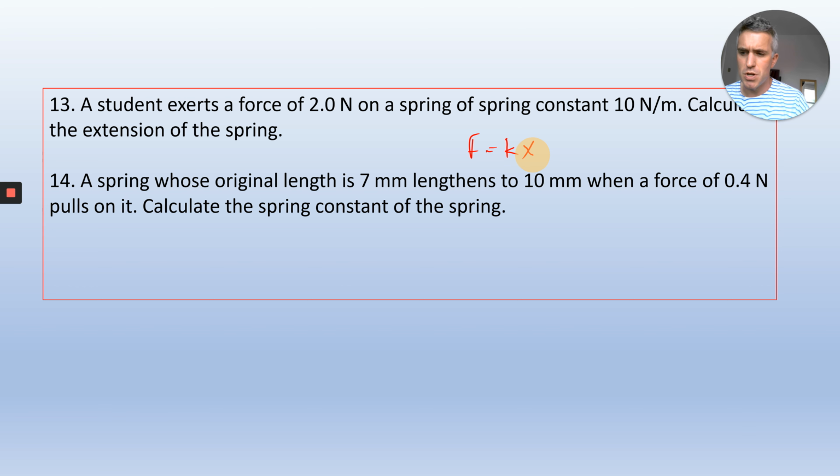A spring whose original length is 7 millimetres lengthens to 10 millimetres when a force of 0.4 newtons pulls on it. What's the extension? Calculate the spring constant. So that one you have to work out the extension first.